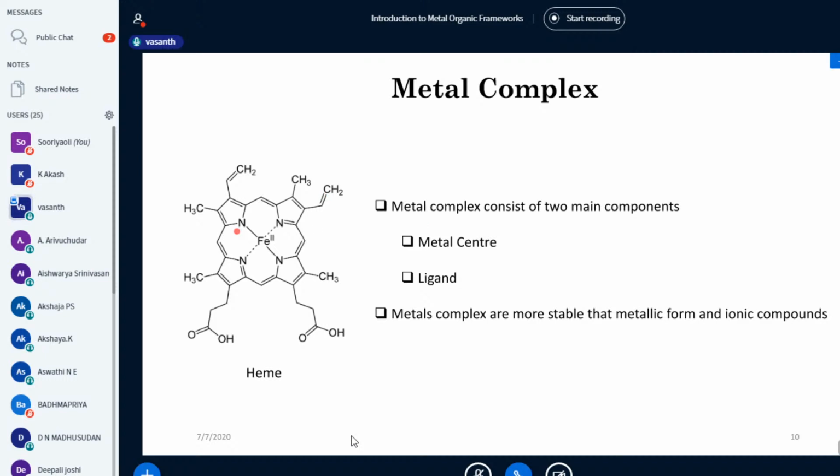A metal complex consists of a metal center. In this case, it is iron, and this heme is the same heme which is present in our hemoglobin also. So this contains an iron center as well as an organic moiety which is called a ligand. A metal complex contains a metal center as well as an organic moiety which is called a ligand. Metal complexes are more stable than the ionic form as well as the metallic form. If I take a metal in its original form and convert it into a metal complex, the metal complex tends to be more stable when compared to the metallic form and the ionic forms.